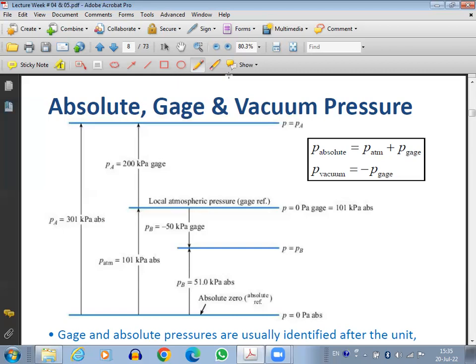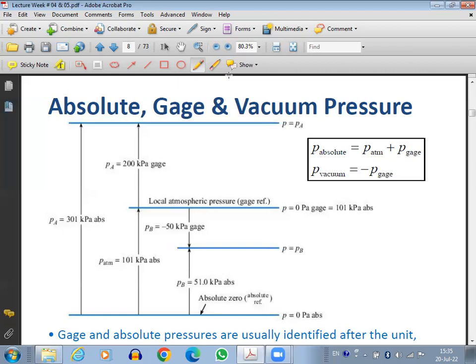So for us, if we consider atmospheric pressure as our reference point, then we call it gauge pressure. So in gauge pressure, 0 is the atmospheric pressure, because this is our reference point. When we say a high pressure, we refer to the atmospheric pressure. Higher than atmosphere is considered high pressure. Lower than atmosphere would be considered lower pressure or vacuum pressure.